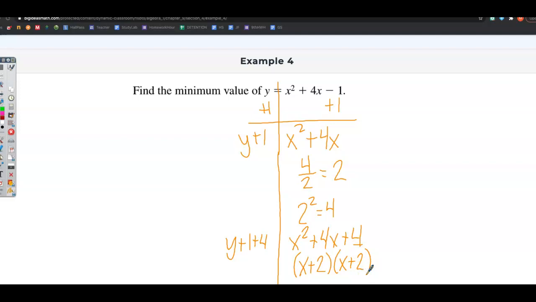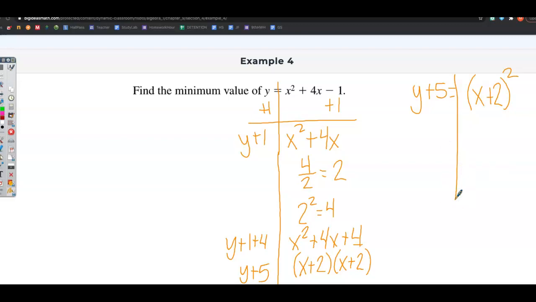Over here, if I simplified this, what would it be? y plus 5. So then my next step is to simplify it. I'm going to rewrite it up here. I have y plus 5 equals, how would I rewrite this? x plus 2 squared. Okay, so then my next step, I need to square root. No, because it's a minus 5.